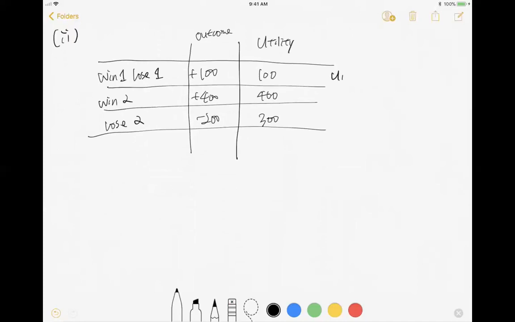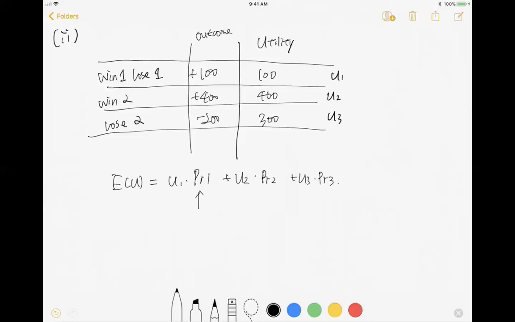So this is U1, this is U2, this is U3, and the expected utility will definitely be U1 times the probability of 1, plus U2 times the probability of 2, plus U3 times the probability of 3. I will leave you some blank here. You can try to calculate the probability by yourself. Okay, so for the probability of 1, I will give you an example.